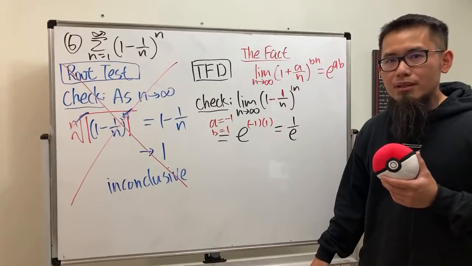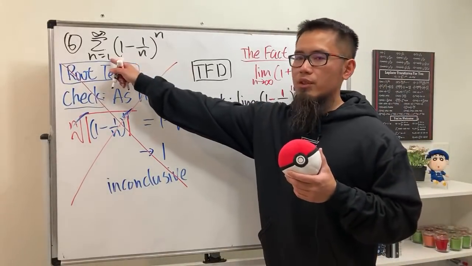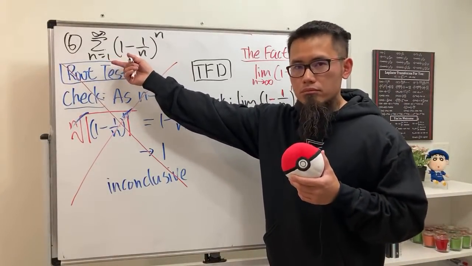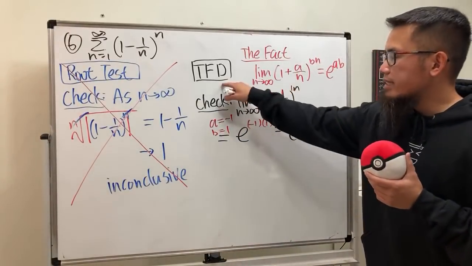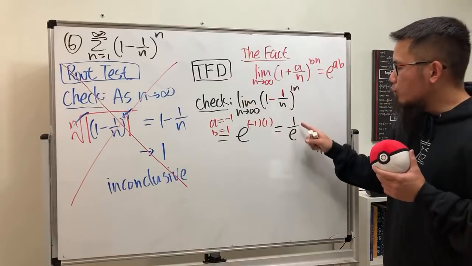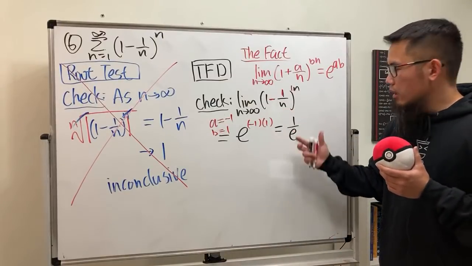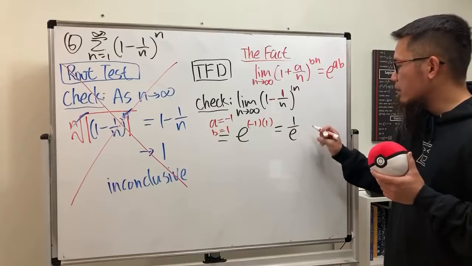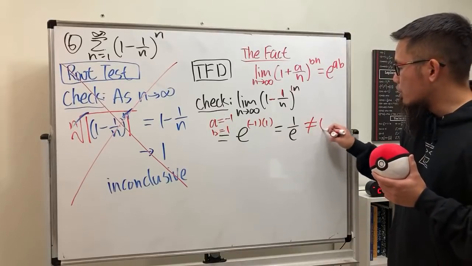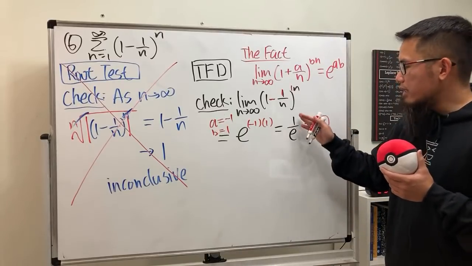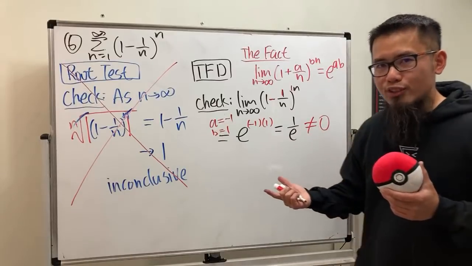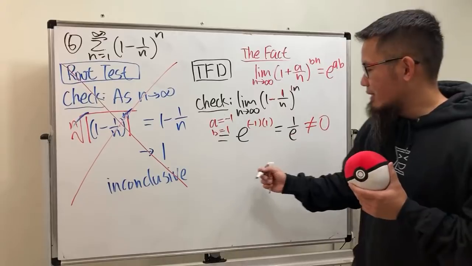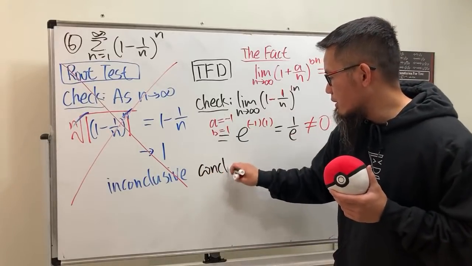So what does that mean? Does that mean that this right here converges to 1 over e? No, it does not. We are trying to do the test for divergence. And when you have 1 over e, as long as this number right here is not equal to 0, so again, do not say this is 1 over e, you have to say this is not equal to 0, then congratulations, we get to draw a conclusion. And the conclusion is the following.